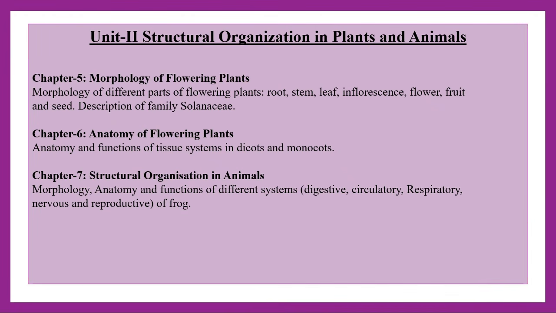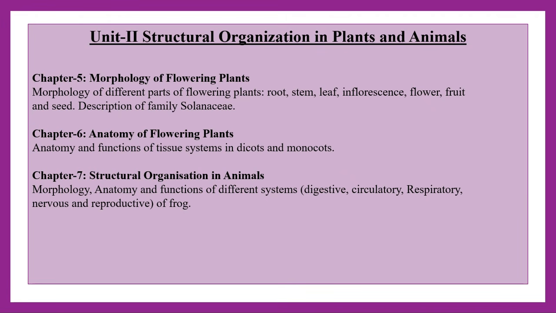Unit 2, Structural Organization in Plants and Animals, which carries 10 marks in the CBSE Class 11 Biology. This unit helps us understand how multicellular organisms are organized structurally, both internally and externally. Chapter 5, Morphology of Flowering Plants. This chapter focuses on the external structure of plants, from roots and stems to leaves, flowers, and seeds.